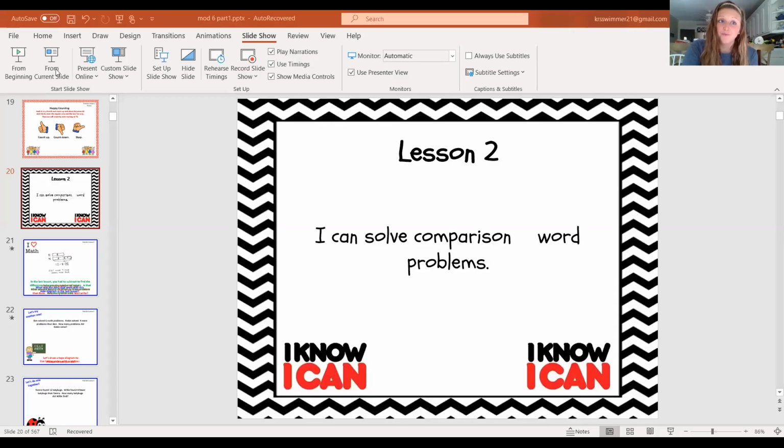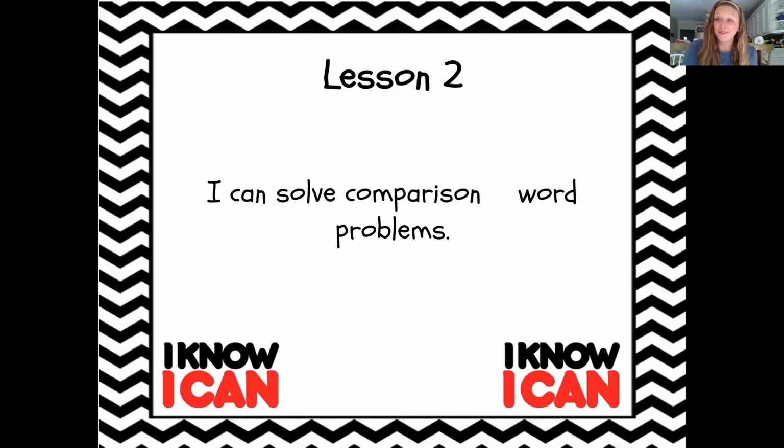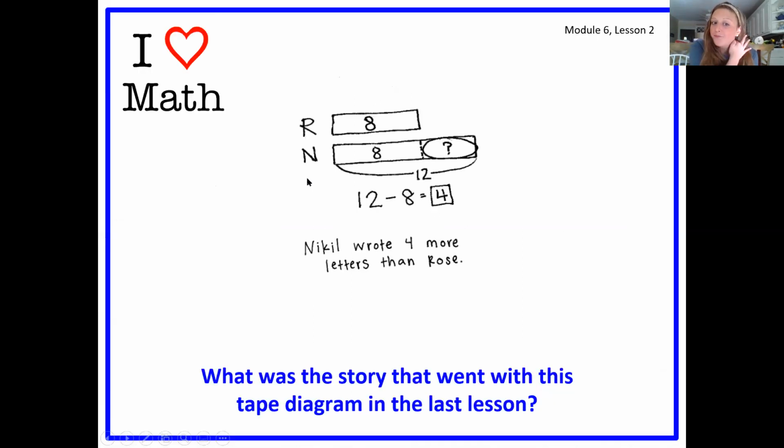So our objective for today is I can solve comparison word problems just like yesterday. I'm going to go through a few. So our first one, you can see that I have a tape diagram here. This is one from yesterday. If you can think back, what was the story that went with this tape diagram from the last lesson? See if you can remember. I'm going to think if I can remember too. There was a lot of word problems we did.